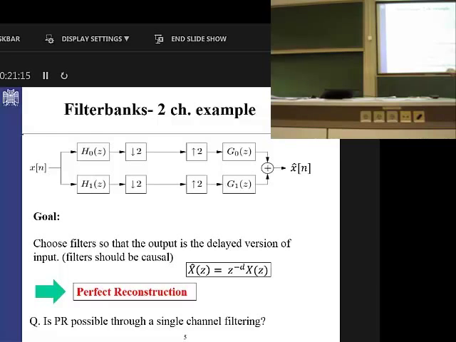So the goal is choosing the filters. What kind of filters? H0 and G0, the analysis and synthesis filters for the low frequency part, and H1 and G1 for the high frequency part. We want to choose these filters in such a way that the output is just a delayed version of the input. Why? Why not exactly the same thing?